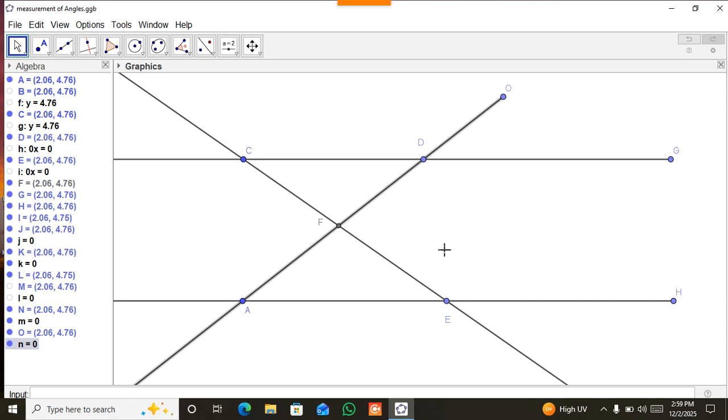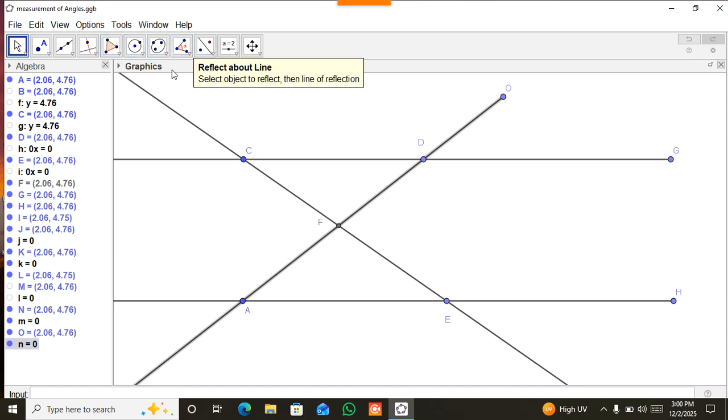How then do we measure angles in Geogebra? So basically, angles are formed when two lines meet. So, for example, if I want to measure the angle formed by the line segment GD and that of DO, the angle formed at D can be measured. How then does Geogebra help you to measure?